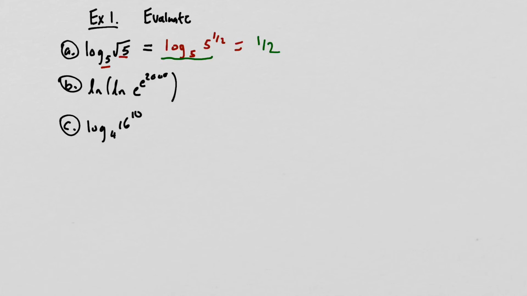In part B, we see that we have a natural log of e raised to some exponent, so we can use the property of logarithms that allows us to bring the exponent down in front. This is then going to be equivalent to 2000 times the natural log of e. Since the natural log and e itself are inverses of each other, the natural log of e is equal to 1.